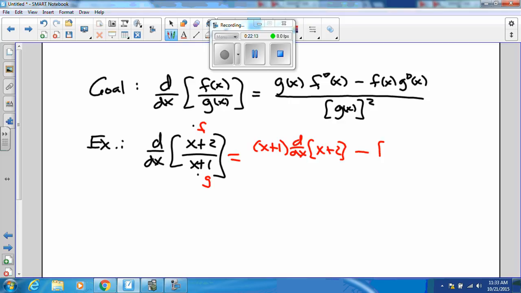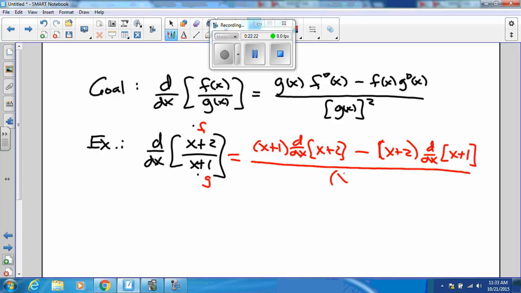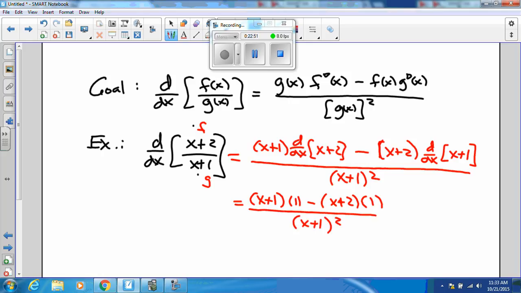Less the top function f times the derivative of the bottom. And all of that divided by the denominator squared. And that's my setup. The rest of it is fairly easy because the derivative of x plus 2 is 1, as we said, minus the derivative of x plus 1, which is 1. All of that divided by x plus 1 squared. Yeah, we'll simplify it in just a minute.